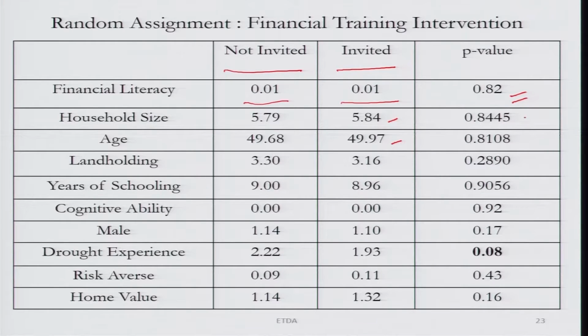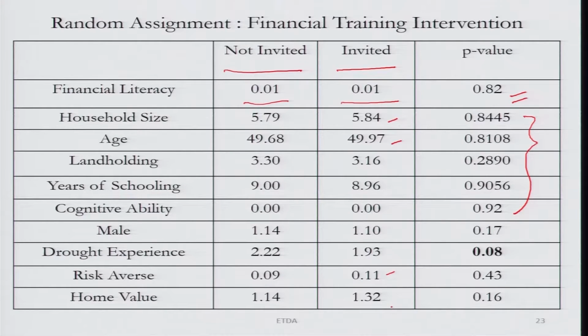Important to see is that none of these characteristics, whether it is household size or age or land holding, years of schooling, cognitive ability, gender, none of these are actually significantly different between the control and the treatment groups. Once again, we have measures of risk aversion.